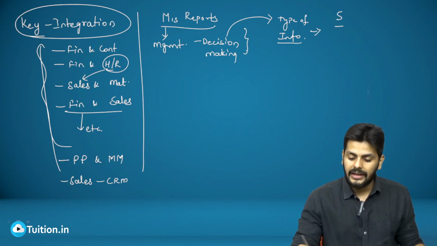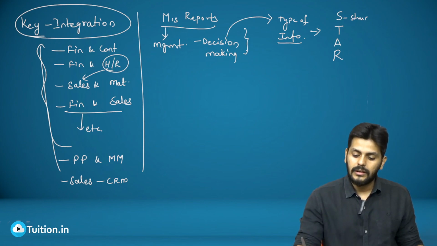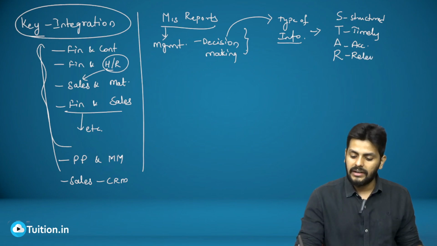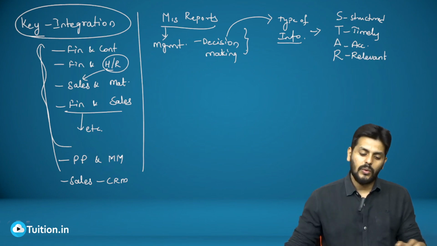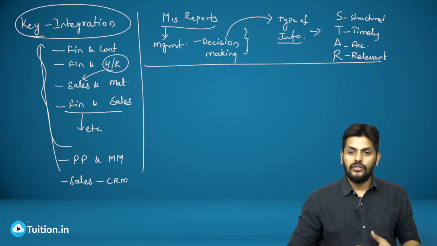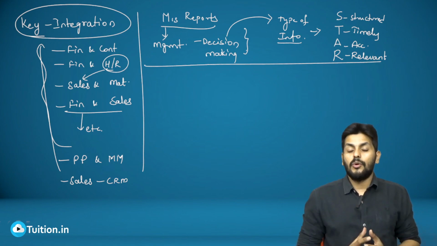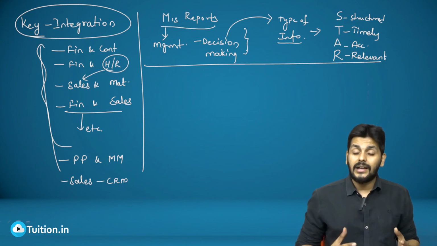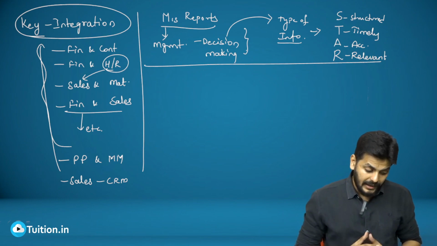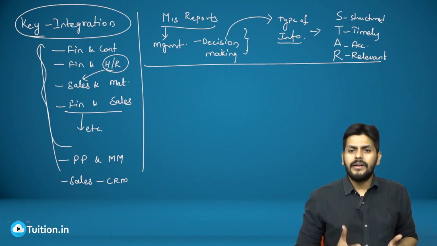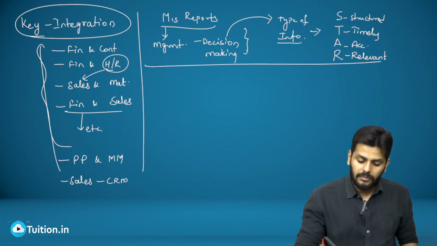I can give you a shortcut: STAR means structured, timely, accurate, and relevant information is what we require when it comes to an MIS report. What is an MIS report? An MIS report is nothing but a report that presents all the data that is very much relevant for the top managers or mid-level managers of the organization for decision making.